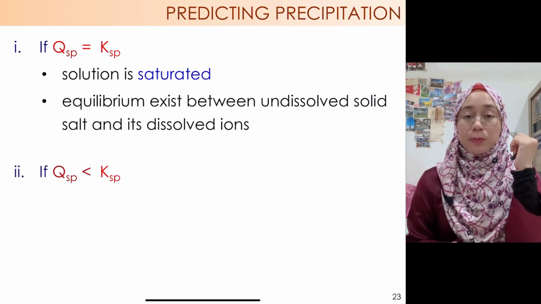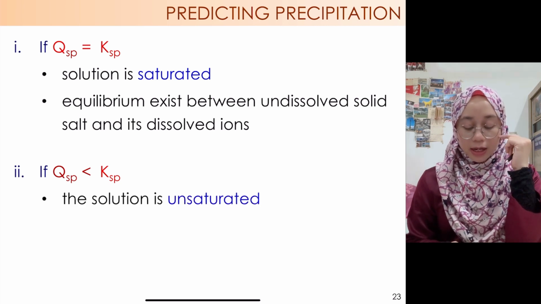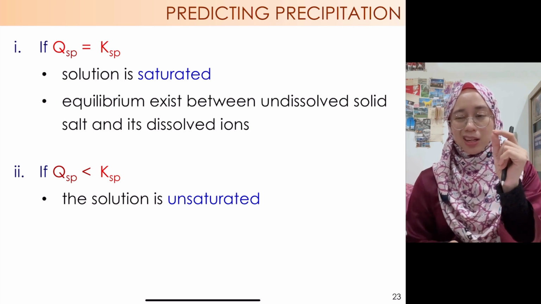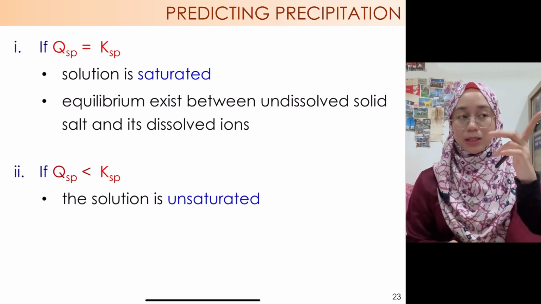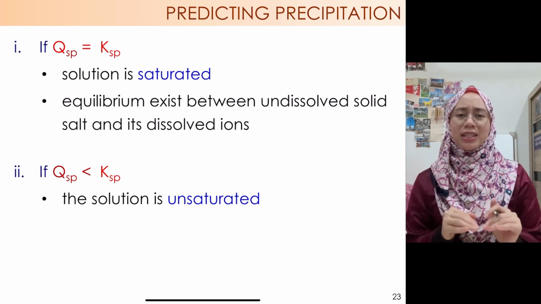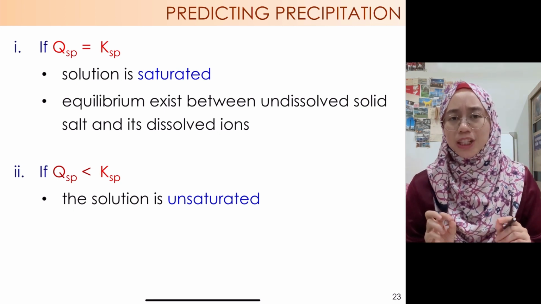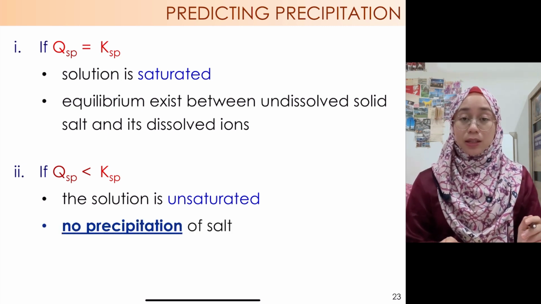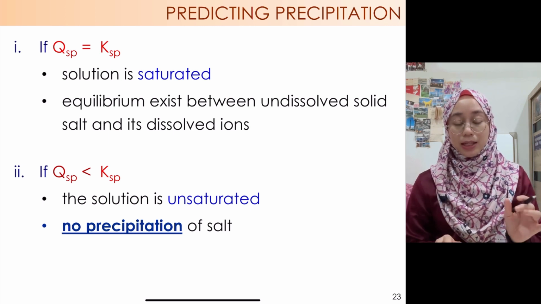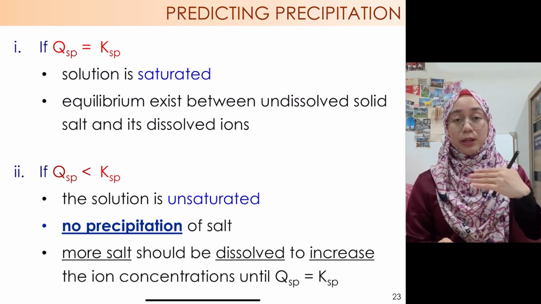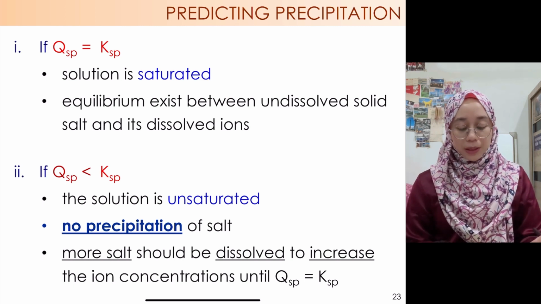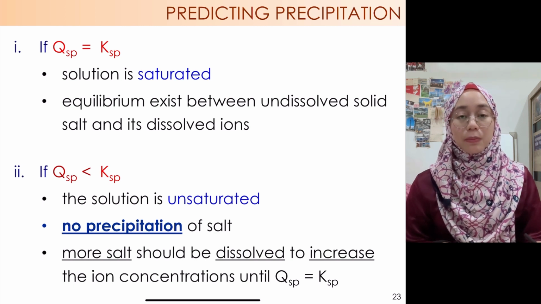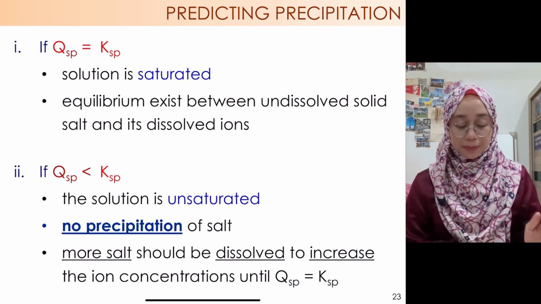Okay, but if the QSP is lower than KSP, so ini adalah unsaturated solution. Okay, so ada je salt yang kita masukkan dalam water, but like very small amount je, so masih banyak like air tu sendiri. So this is like considered sebagai a very dilute solution lah sebenarnya. Okay, unsaturated ni shows that it's a very dilute solution. So no precipitation, so still tak ada precipitation yang kita akan nampak kat sini kelas, because semua salt tu kita akan assume that dia akan dissolve. Okay, so more salt should be dissolved to increase the ion concentration until QSP equals KSP, sampai dia akan mencecah equilibrium later on.